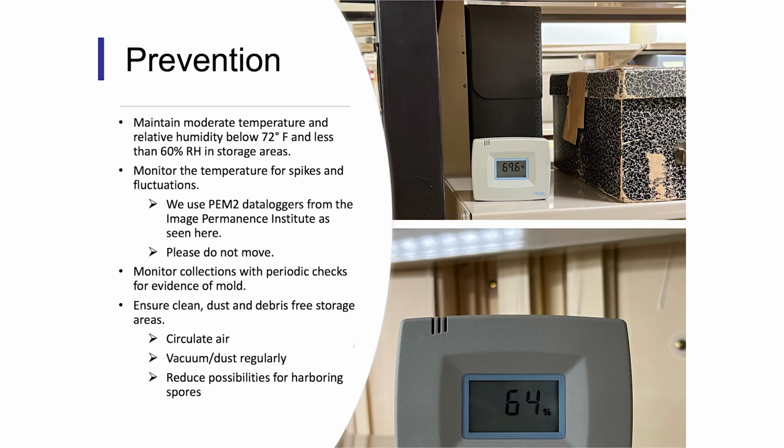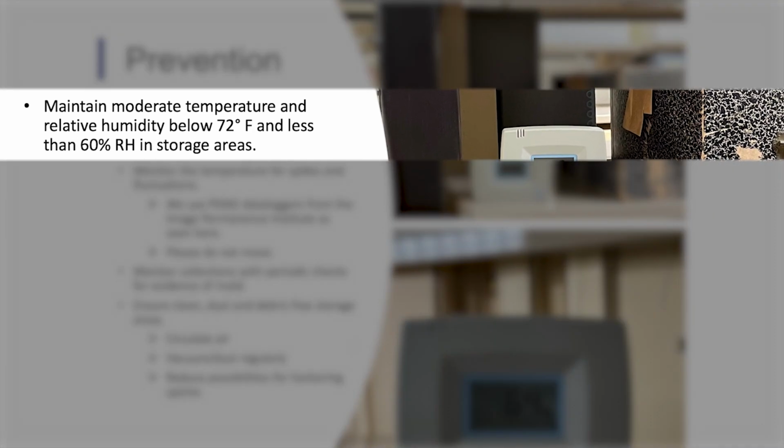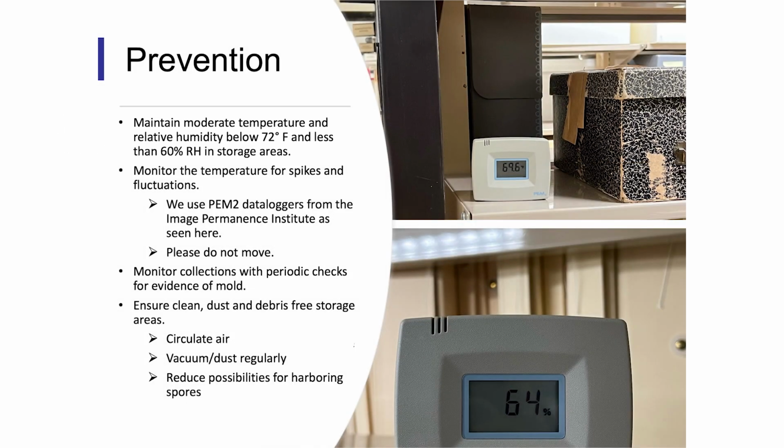We monitor the environment of our collection storage spaces in order to prevent mold spores that are already in the air and on surfaces from blooming. Collection storage guidelines suggest keeping storage areas at a moderate temperature, below 72 degrees Fahrenheit, and below 60% relative humidity. This is difficult in our particular case because Jones Hall is an older building, and the HVAC system is designed for human comfort instead of long-term preservation of library and archival materials.